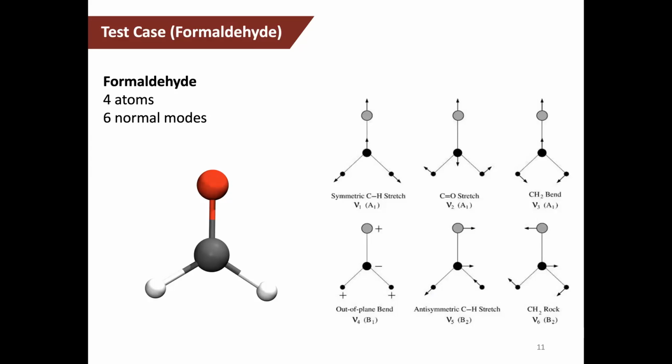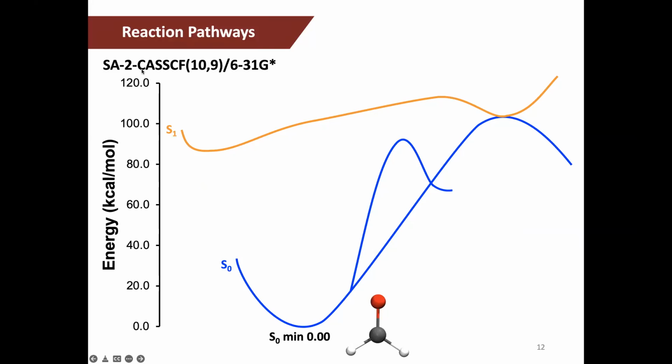As a test, I'll be showing formaldehyde, as I said at the beginning, and formaldehyde is just a simple 4-atom molecule with 6 normal modes. And here's the energetics using CASSCF, 10 electrons and 9 orbitals. This molecule has actually been really well studied in the literature.